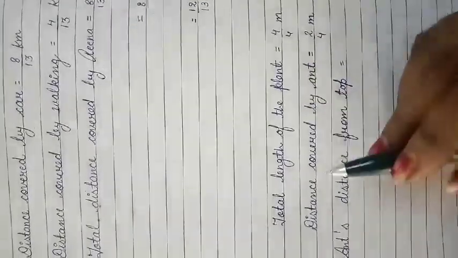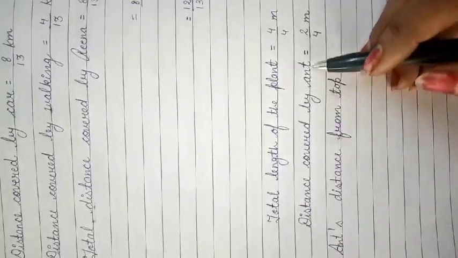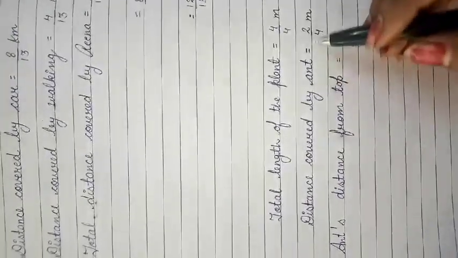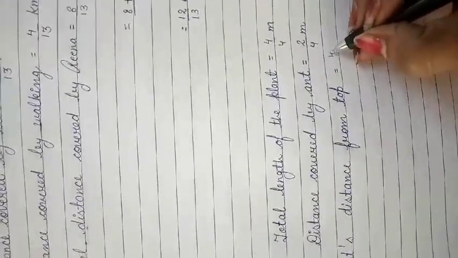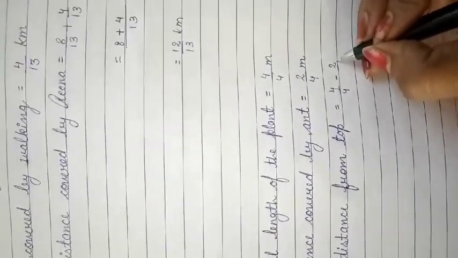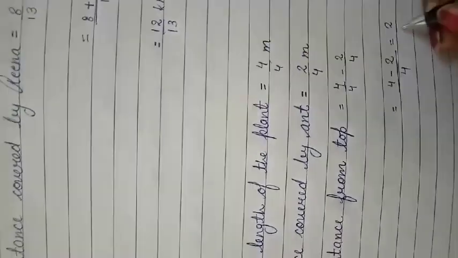Here we have written the total length of the plant. Total length of the plant is 4 by 4 meter. Then we have written distance covered by the ant. How much distance has it covered? 2 by 4 meter. Now the ant's distance from the top. How far is it from the top? To calculate it we need to subtract. So here we will write 4 by 4 minus 2 by 4. So it is 4 ones, then 4 minus 2, that is 2 by 4.